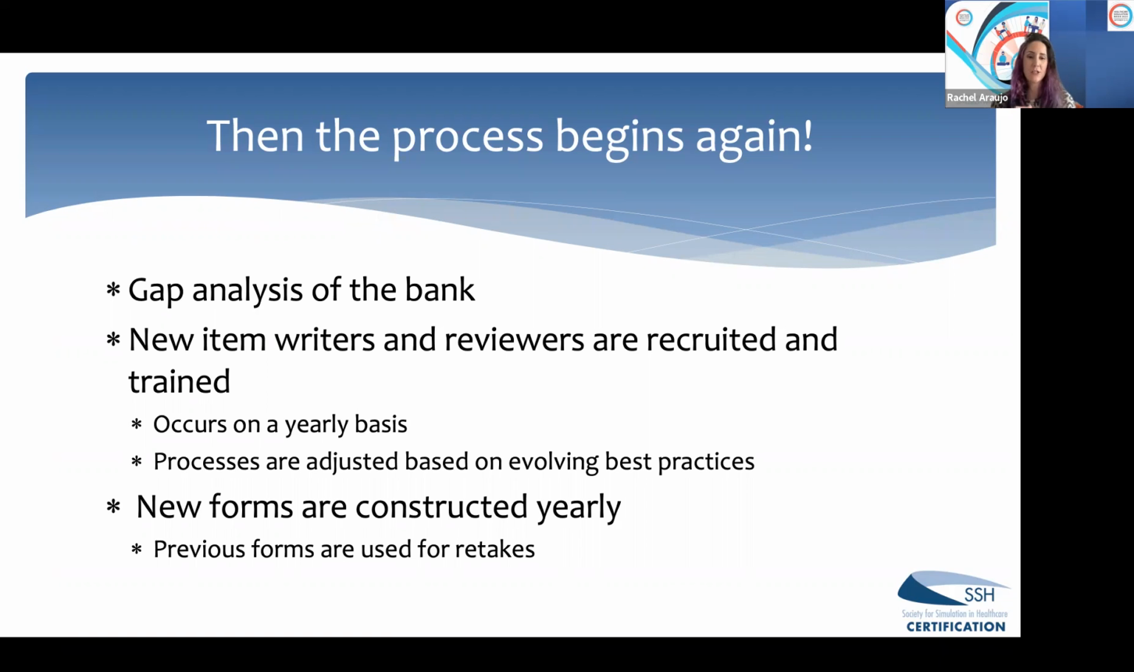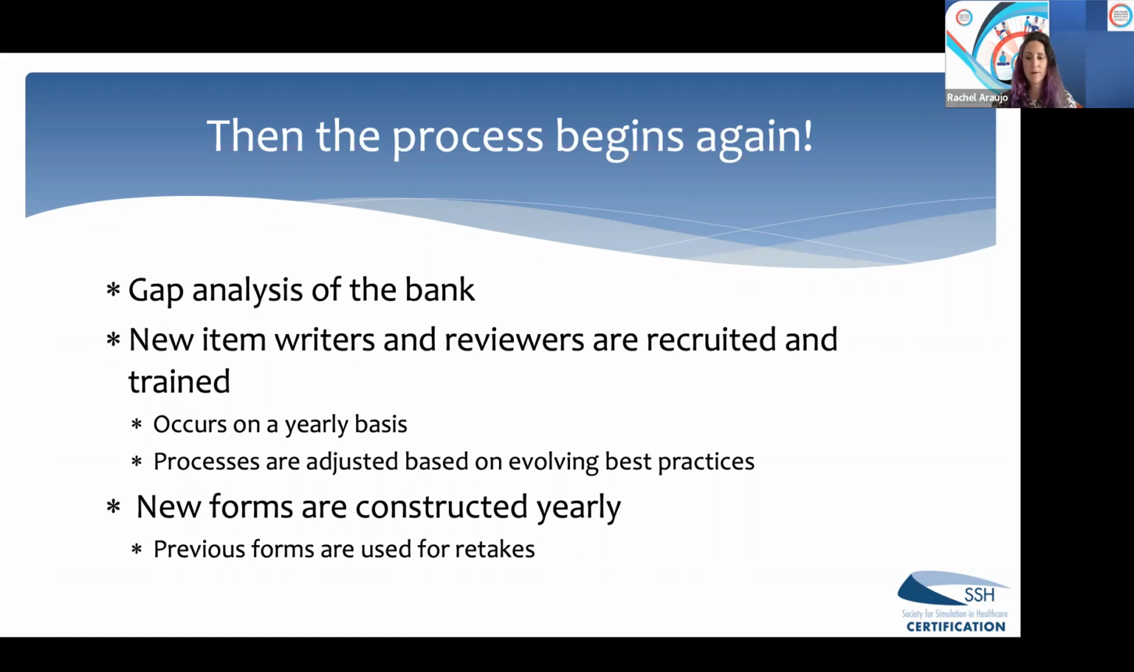Again, new forms are constructed yearly. So this is a yearly process for the test development cycle. As long as the exam forms are tied to the same practice analysis, they can live on for the whole 5 years. They just get kind of knocked down a peg and are used for retakes. So someone who fails the exam and retakes it is not seeing the exact same collection of 115 items. They see a previous form.